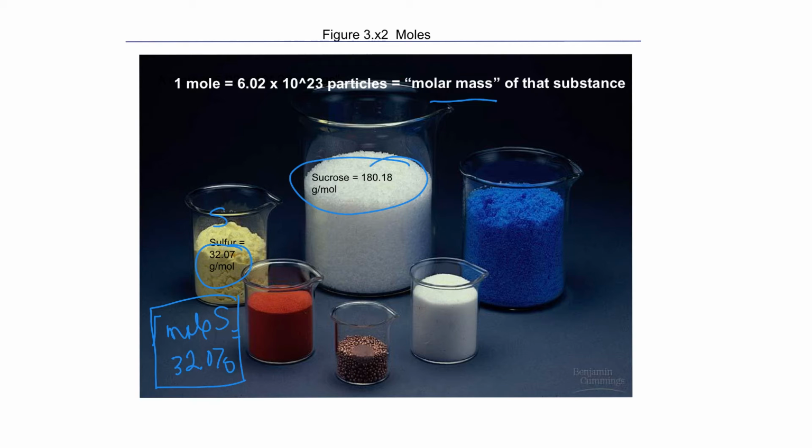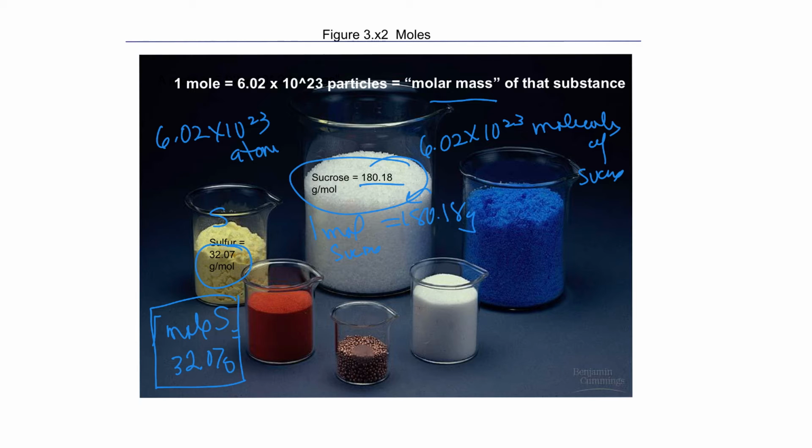Sucrose, which is table sugar, is 180.18 grams per mole. So that means one mole of sucrose weighs 180.18 grams. That also means that in that jar there are 6.02 times 10 to the 23, in this case, molecules of sucrose. Over here, because I'm talking about an element, there are 6.02 times 10 to the 23 atoms of sulfur in that container.